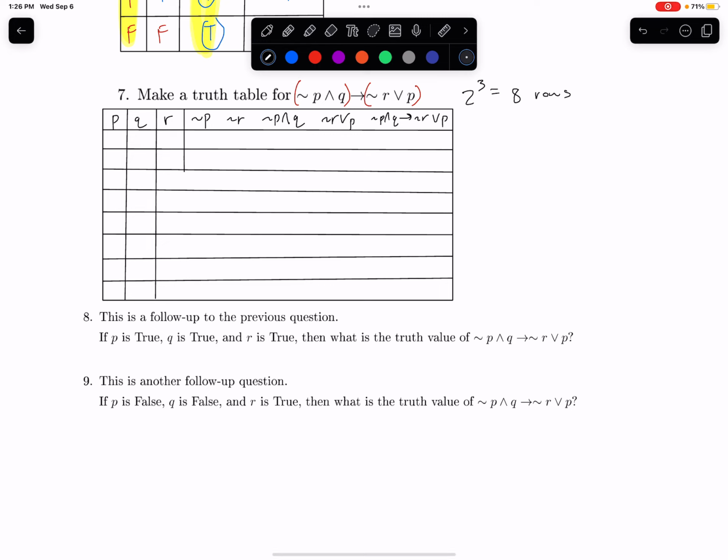All right, here, let me just make my lines. Make sure you guys are attempting these before you watch the solutions.